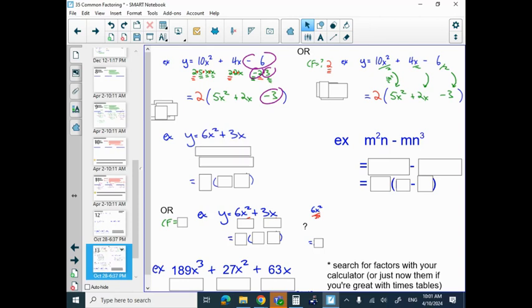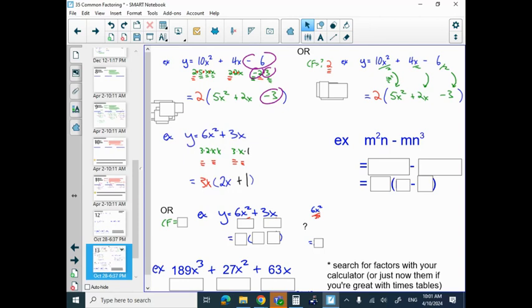Break a 6 into a 3 times a 2, and the x times the x, and so on and so on. Notice that there's a 3 and an x, so 3x. What's left over is the 2 and the x. And what's left over is a 1.